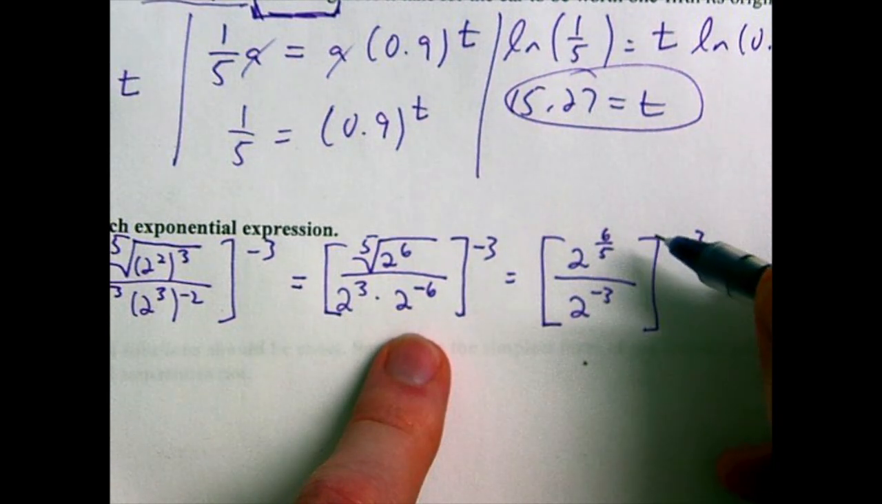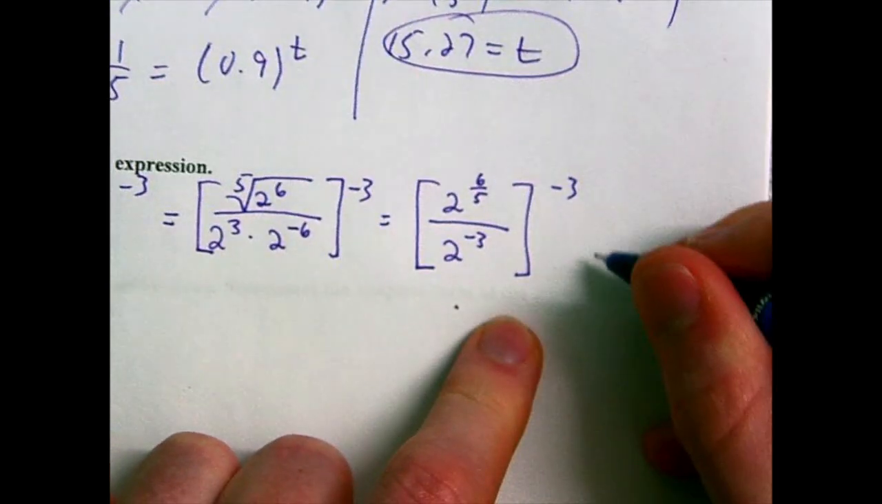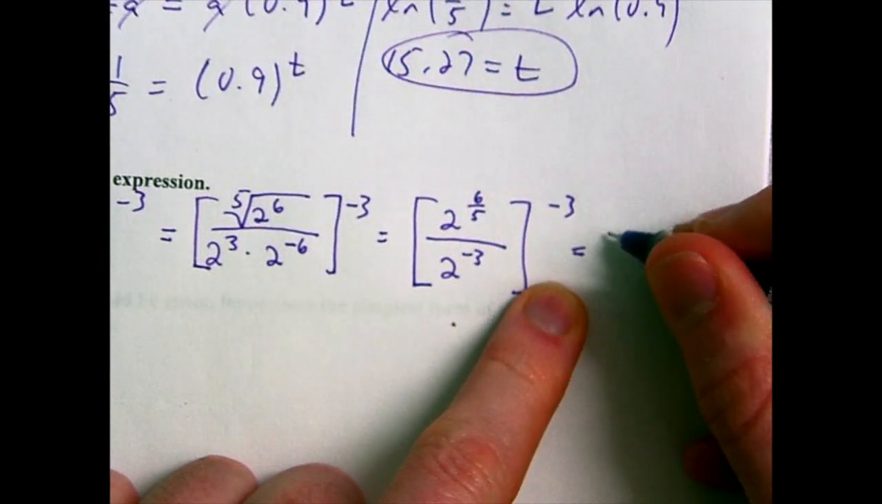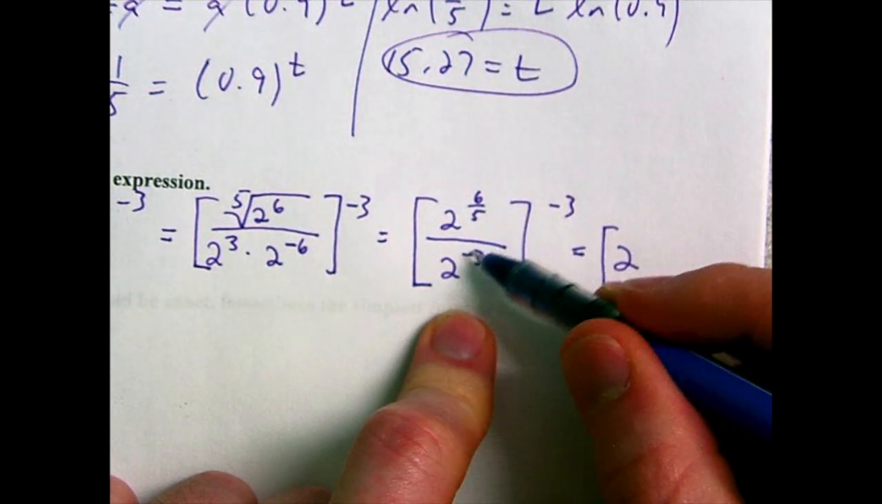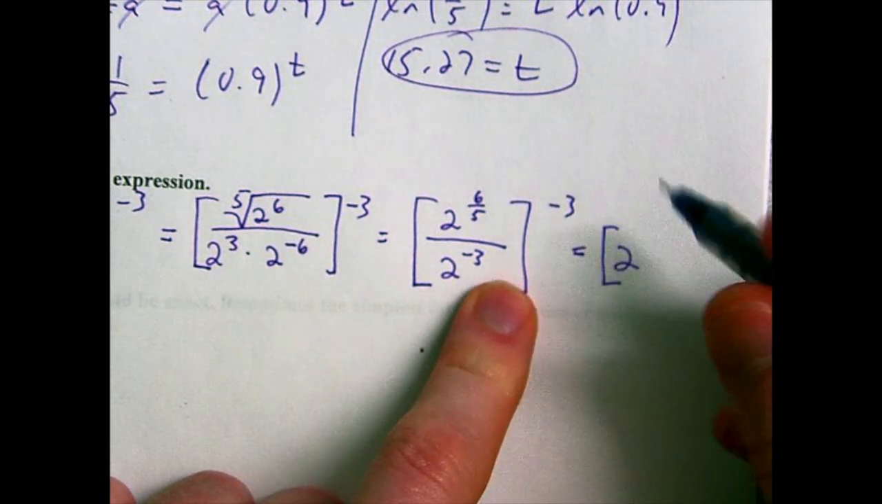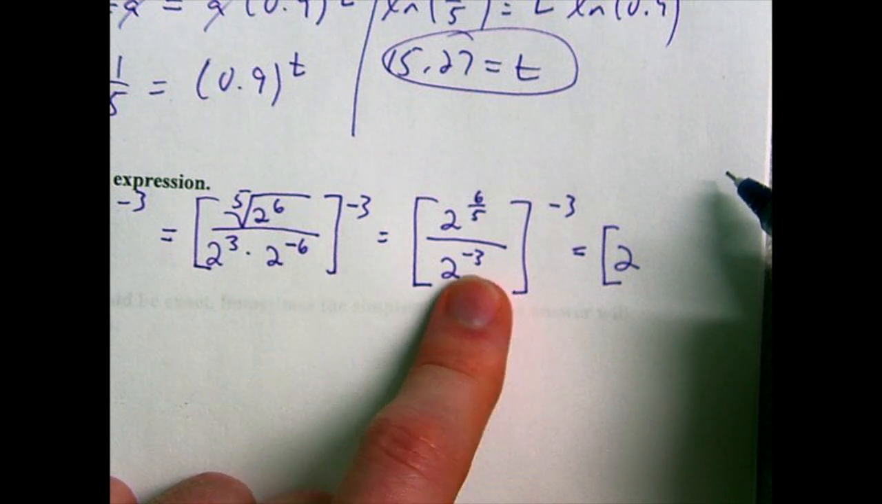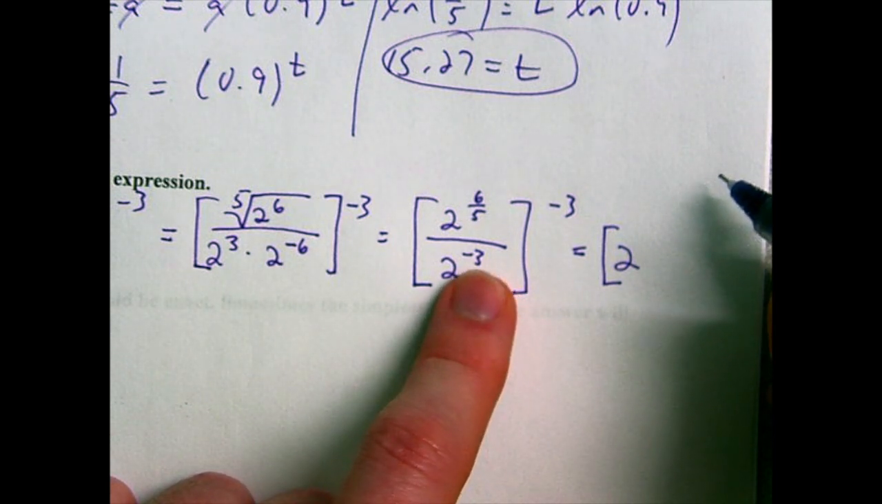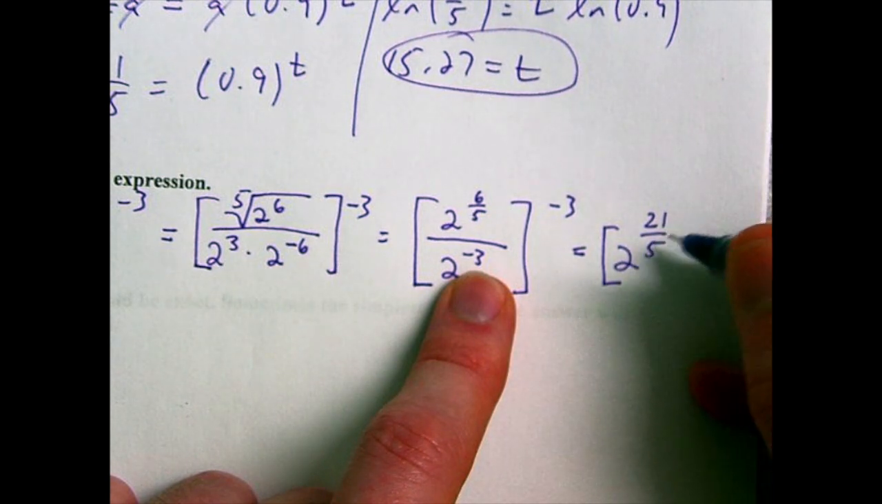I guess I'll combine these two here next. So that's going to be 2 to the power of this thing minus this thing. Since you're subtracting a negative, you're going to wind up adding 3. 6/5 plus 3 is like 6/5 plus 15/5, right? So that's 21/5, I think, right?